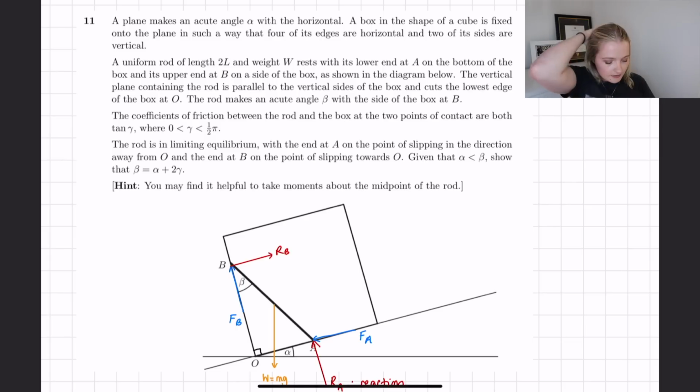Now, obviously, there is a little hint, but one of the first things I always think about doing with mechanics questions is looking at the forces. So the first thing we want to do is look at the forces in this setup, and then we can use those forces to, as it says in the hint, take moments around the midpoint of the rod. We've got a lot of information here, so let's go through it.